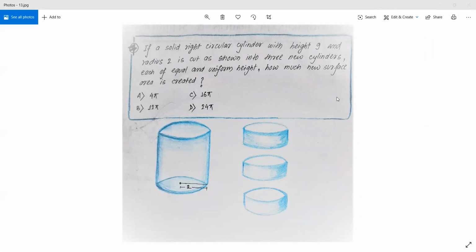In this question, a solid right circular cylinder with a height of 9 and radius of 2 is cut as shown into 3 new cylinders, each of equal and uniform height. How much new surface area is created? Our options are 4 pi, 12 pi, 16 pi, and 24 pi.